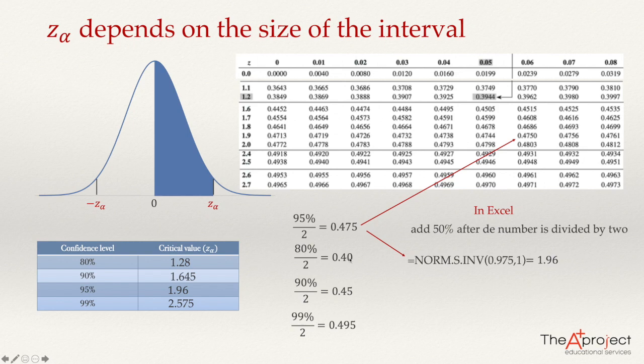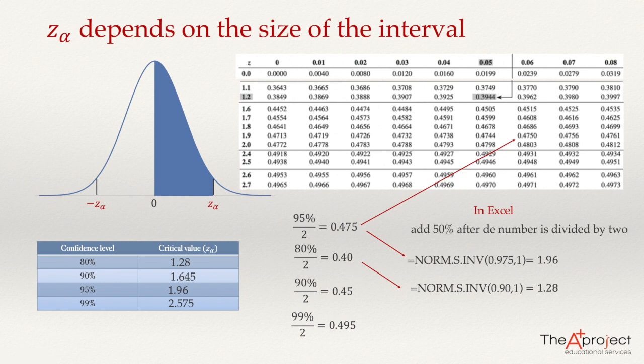If you do that with the 80% confidence interval, don't forget to add the 0.5 here, it will be 0.90, and you type in Excel equal NORM.S.INV of 0.90. And don't forget the number 1. Close the bracket and press enter. And this gives you the critical value corresponding to the 80% confidence interval.